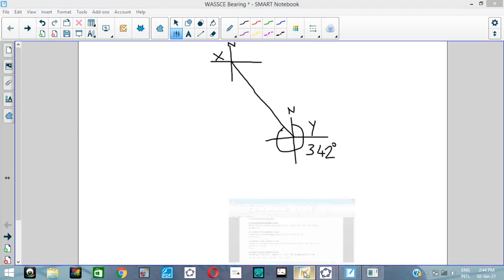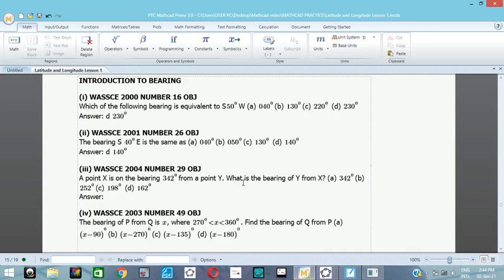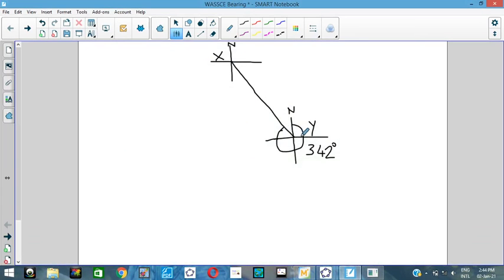Now, what is the question saying? What are we solving? What is the bearing of Y from X? So coming from Y to X, you turn 342 degrees. Now when you want to return back from X down to Y, this is the bearing you are going to turn. So you are going to turn 90 plus this extra point here. So this is the place you turn to before you move. This is the value they want us to find. So how do we get this value?